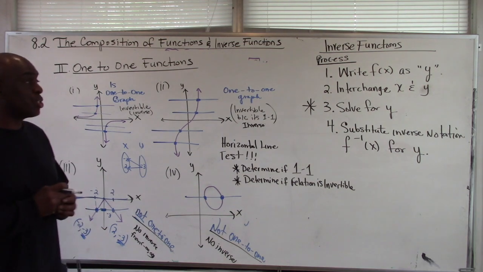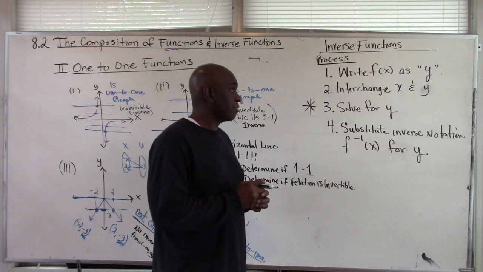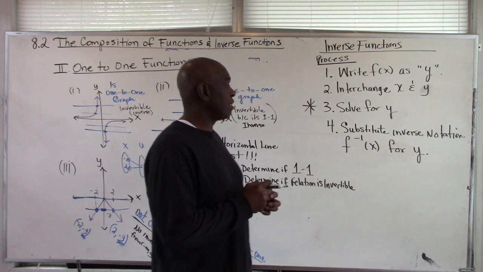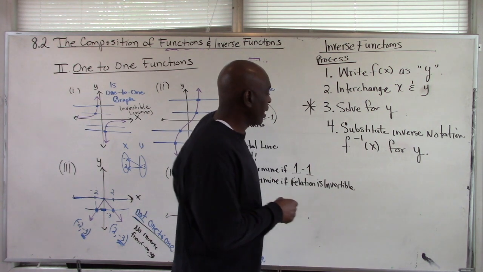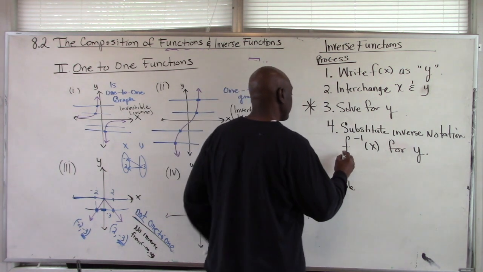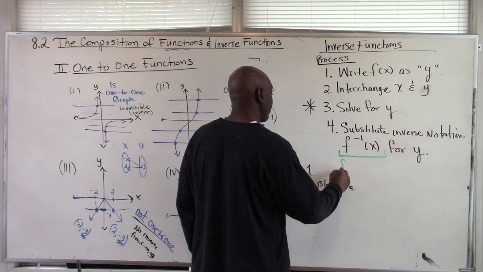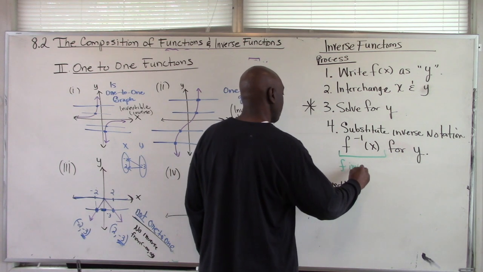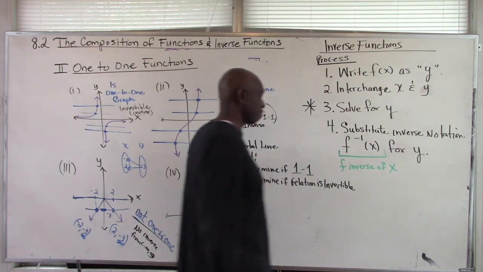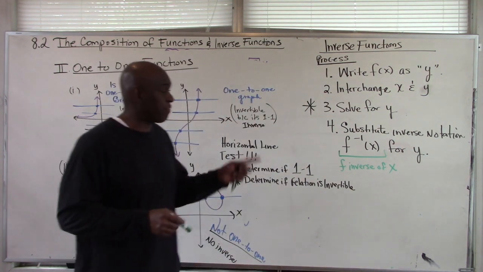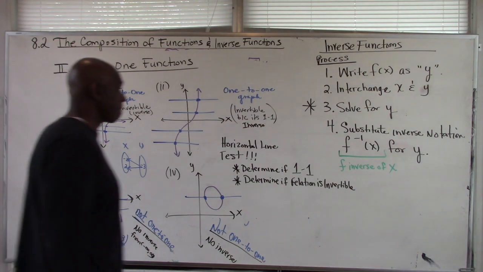All right, so rewrite f of x as y, interchange x and y, solve it for y, and then substitute inverse notation for y. By the way, this is inverse notation. How do you read this? This reads f inverse of x. That's how it's read, f inverse of x. Do those steps and you should be okay.